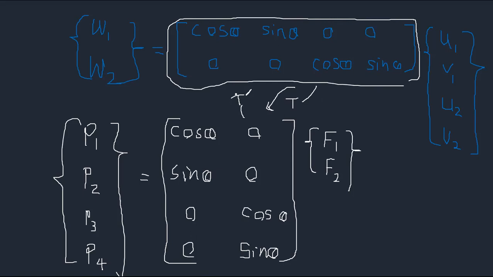So the notation we use for the transformation is T transpose. This is the transformation matrix. They transform the global coordinates into local coordinates, and they transform the local forces into global forces, right?